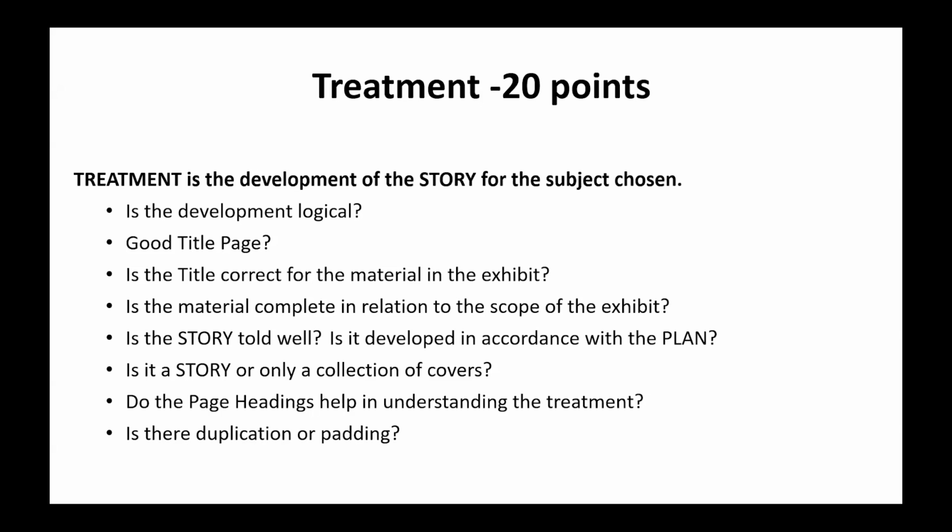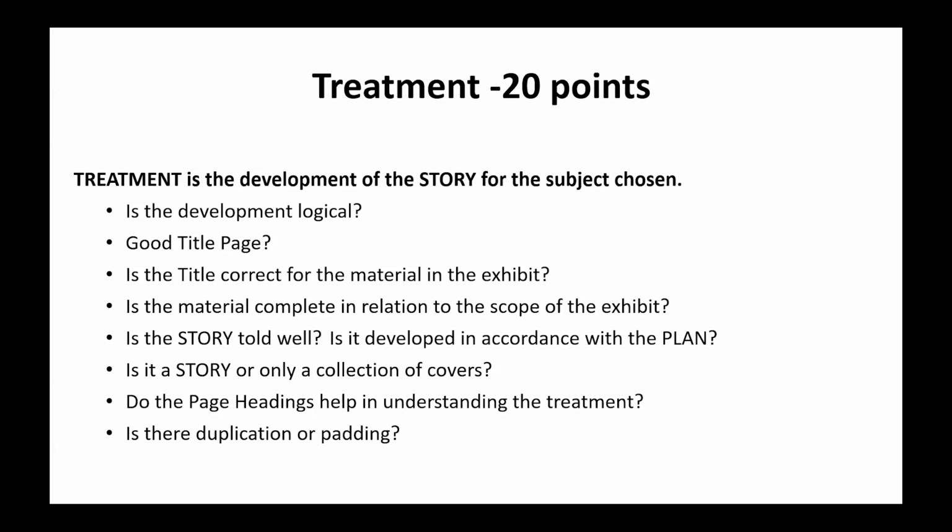Has it got a good title page? And remember, we spoke in traditional, there's mandatory items. There's no difference here. Is the title correct for the material in the exhibit? For instance, I'm talking about mail that was flown during the war from Africa to Australia, and I only put aerograms in. Would this be better to be an aerogram story, or can you tell the story correctly with just one type of material? That's all up to what the exhibitor's done and whether they've sold it.